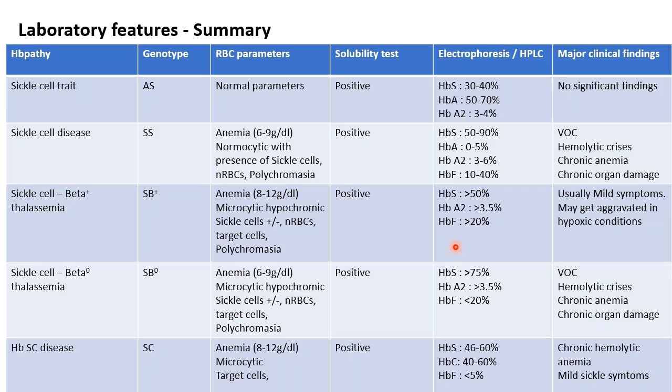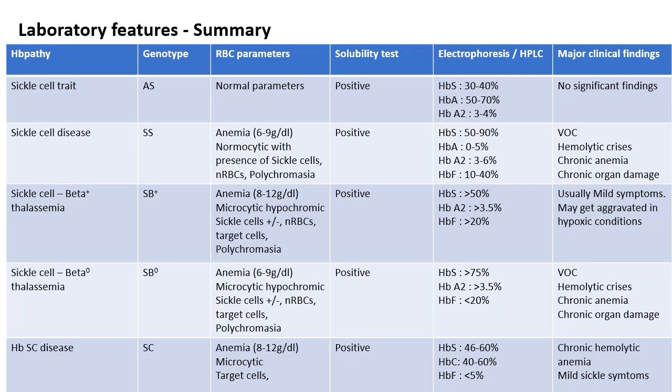The other variant is sickle cell beta 0 thalassemia. In this, the beta chain is absolutely absent. This would be severe or moderate degree of anemia, 6 to 9 grams per deciliter. Microcytic hypochromic, both sickle and target cells would be present, and NRBCs would be present. In this, HbS would be more than 75%, HbA2 more than 3.5%, but HbF would be less than 20%. These show severe clinical symptoms and signs similar to homozygous sickle cell disease, that is vaso-occlusive crisis, hemolytic crisis, chronic anemia, and chronic organ damage.